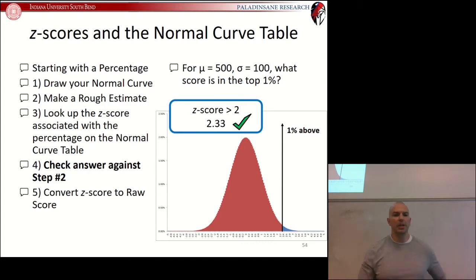So now the last thing we need to do is convert that z-score into a raw score. Because if your friend is asking you, what score do I need to get into the top 1%, they don't want to hear about a z-score. They want to know what that raw score will be.